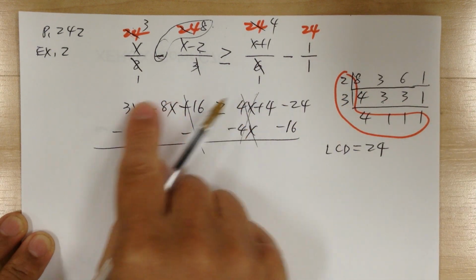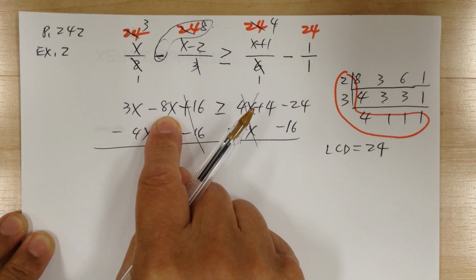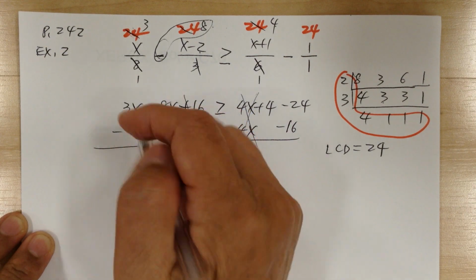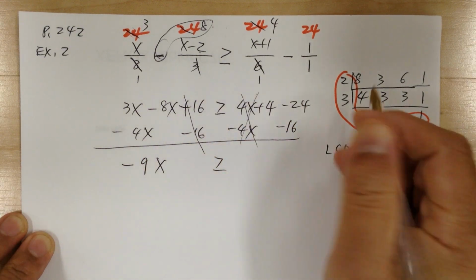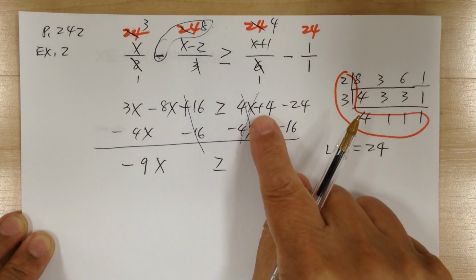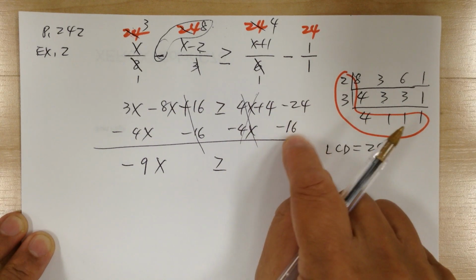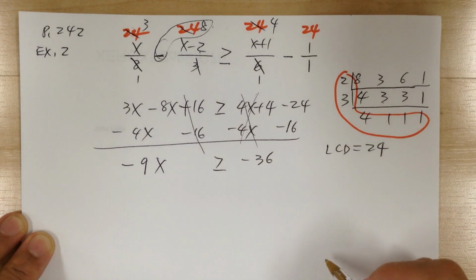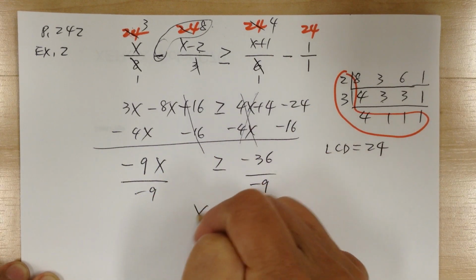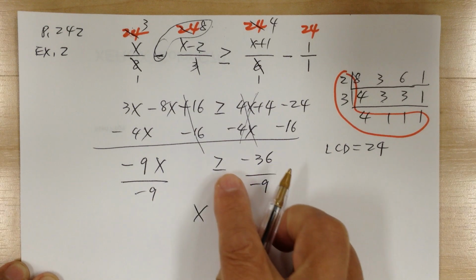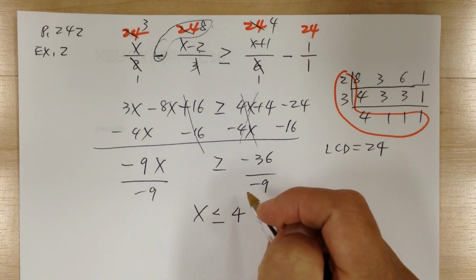Okay, so now I have to combine all these like terms. So 3 minus 8 will give me negative 5, minus 4 will give me negative 9. And on this side, 4 minus 24 is negative 20, so it will be negative 36. Then I'm going to divide by negative 9, divide by negative 9, so I get x. Now remember, when you divide by a negative number, you have to change the direction. So x would be less than or equal to 4.